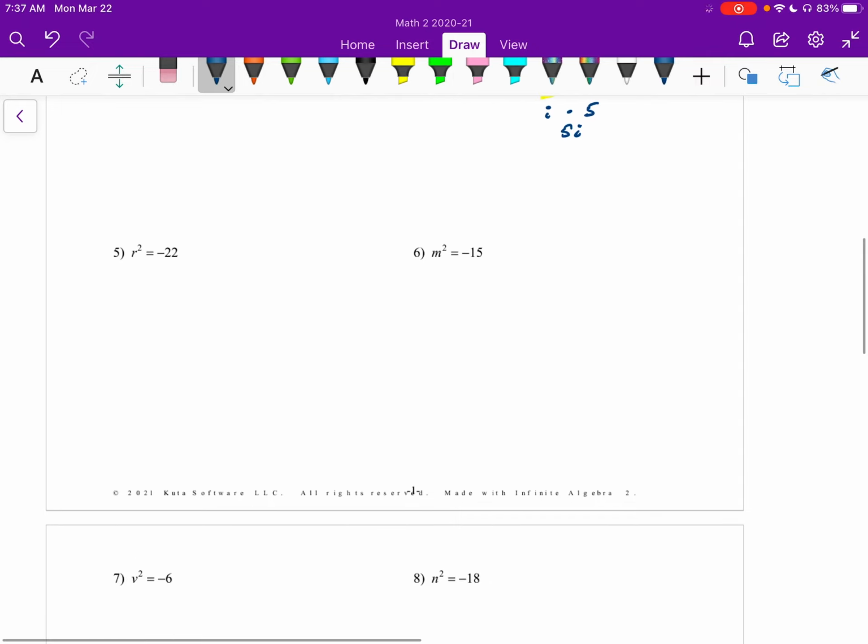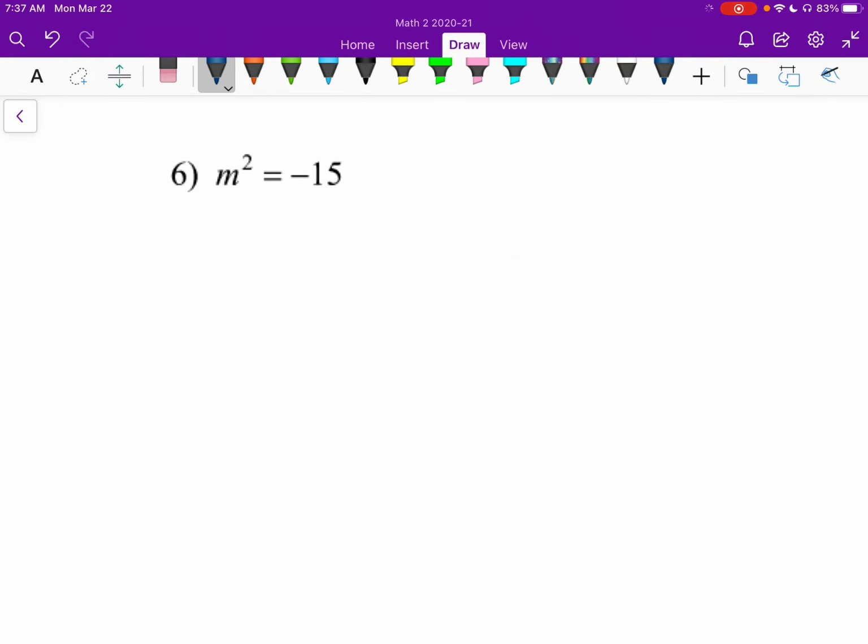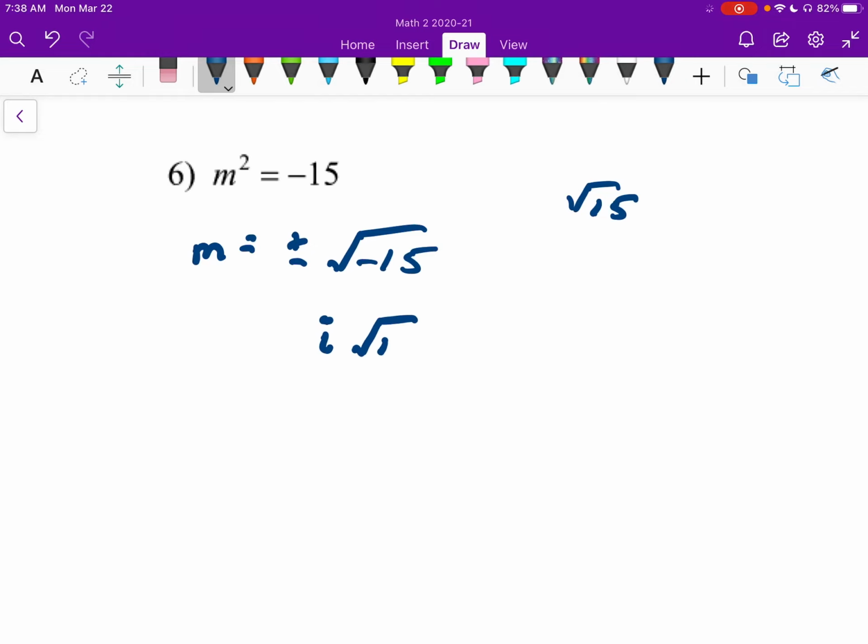So let's do another one. Let's do number 6 here. We take our roots and we'd have m is plus or minus root -15. Now, the square root of 15 doesn't split up. It doesn't have a nice root. So what we're going to do is get rid of the negative, turn it into an i, and leave the 15 as is. So we turn it into plus or minus i root 15. You don't leave a negative under the root in your answer. You always convert it into an i.